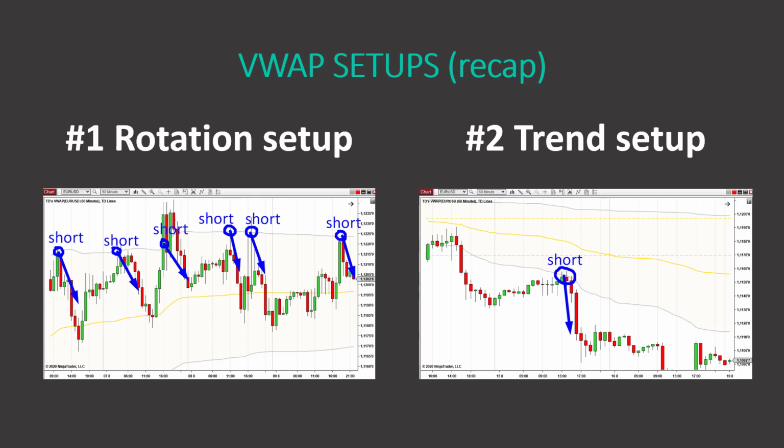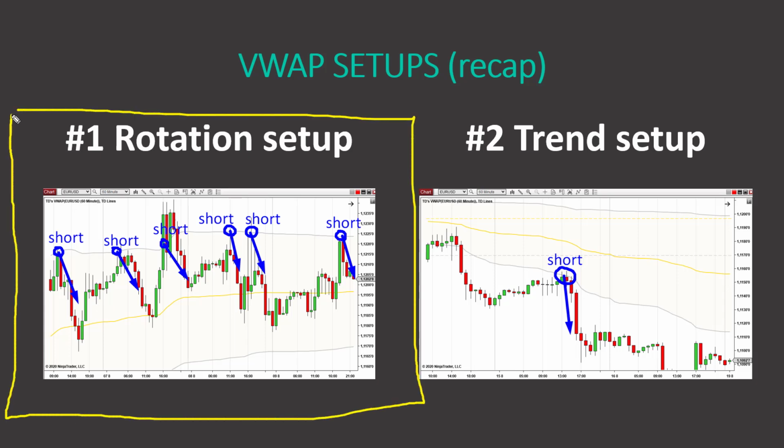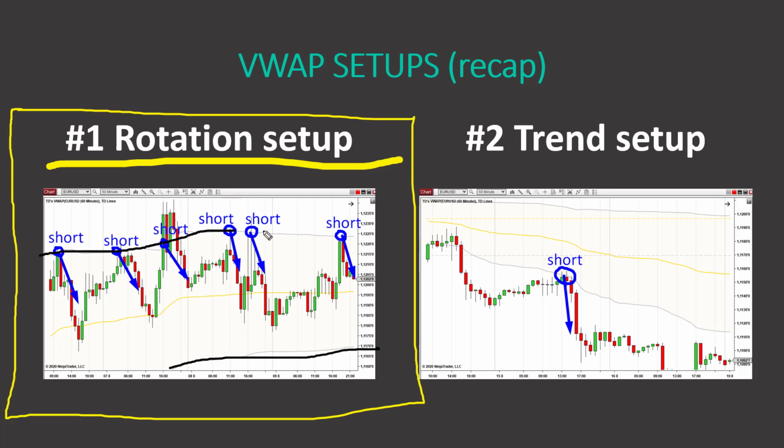Now, I'll do just a little recap of the setups. I know that they are pretty simple, but I think it's important to do as many recaps as possible. So the first setup, a rotation setup. What you want to see is a rotation, deviations moving sideways. And whenever the price hits those deviations, you want to enter a trade. So this is a support, you want to go long from there. This one is a resistance, you want to go short from there.